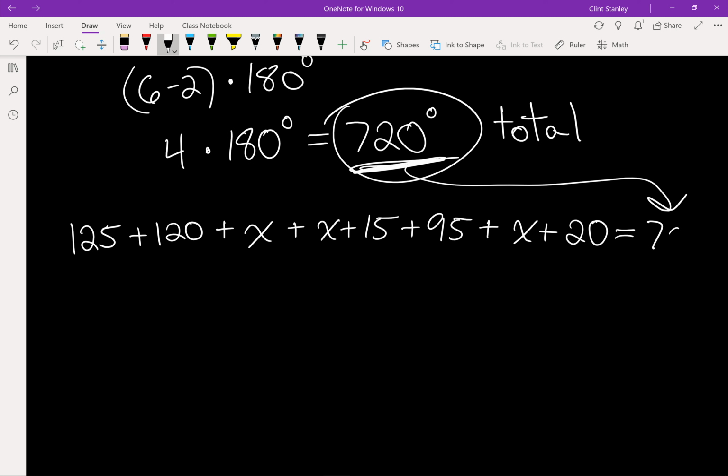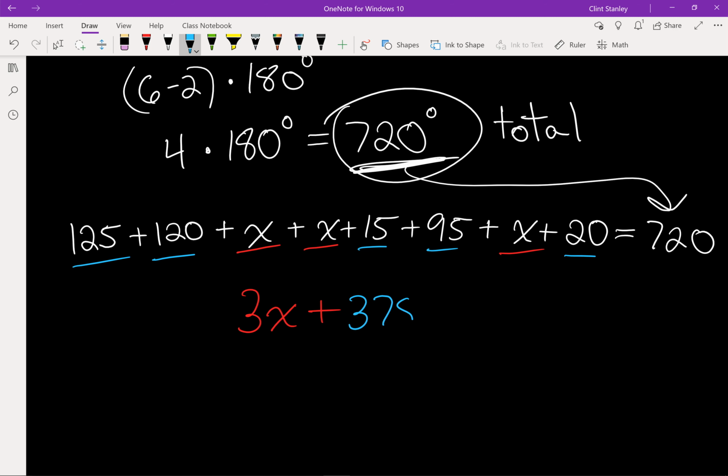So this is 720. Now we're just combining a lot of like terms. So we've got 1, 2, 3 x's. Plus, then we add the numbers up, combining like terms. So 125 plus 120 plus 15 plus 95 plus 20. And I got 375 there. And what does that equal? That equals our total degrees of 720.